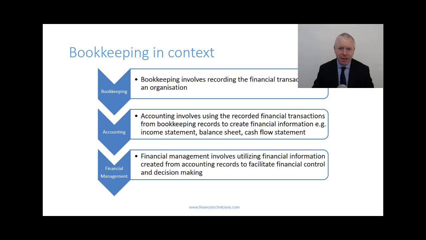Then we look at financial management. What does that involve? Financial management involves utilizing financial information created from accounting records to facilitate financial control and decision making. So the information that's contained within the primary financial statements enables financial control to be exercised over an organization. And then it will also facilitate the ability to make decisions regarding resource allocation within a particular organization. So the starting point of the financial system of any given organization is bookkeeping. Then the next step in the process is accounting. And then after that is financial management, which is concerned with financial control and decision making.